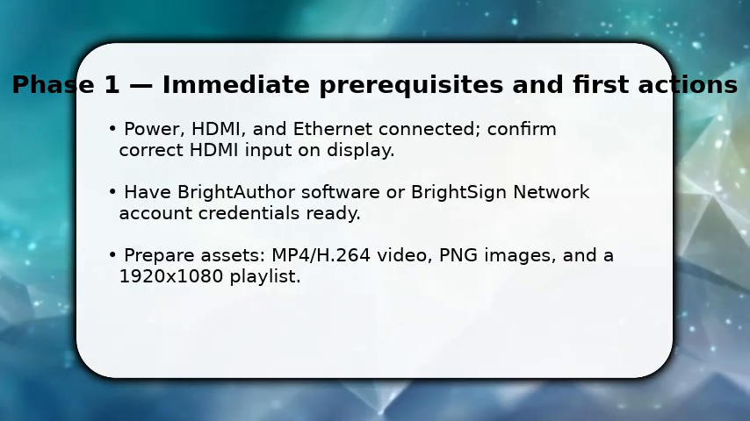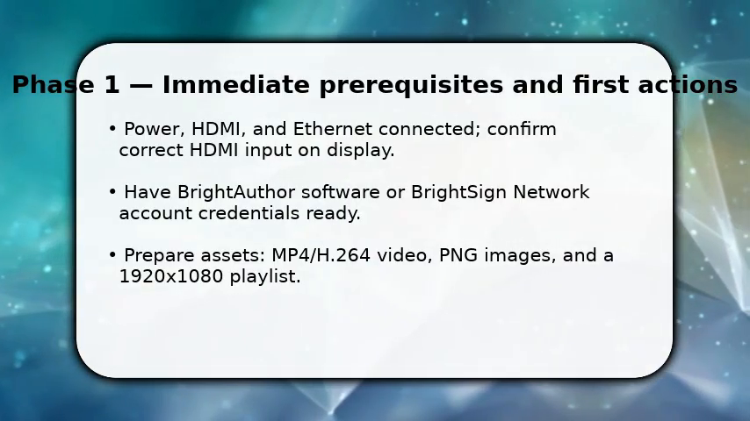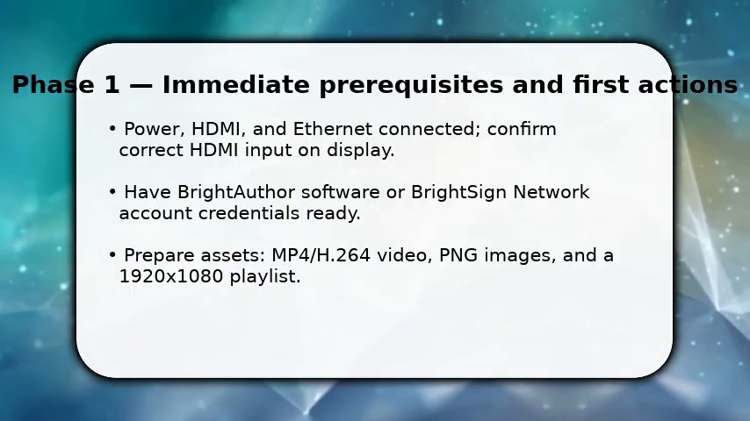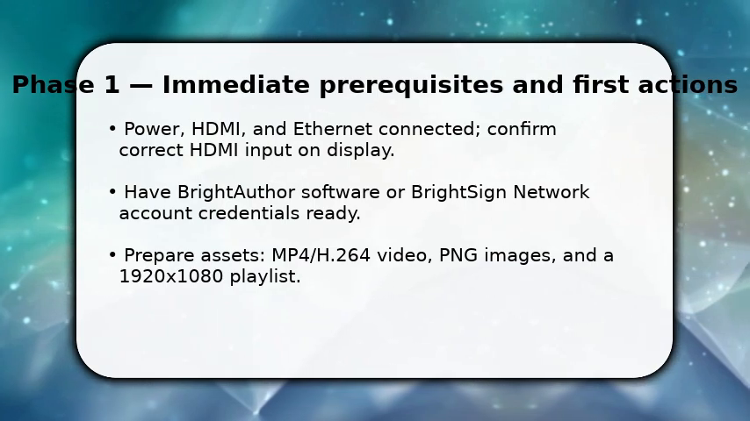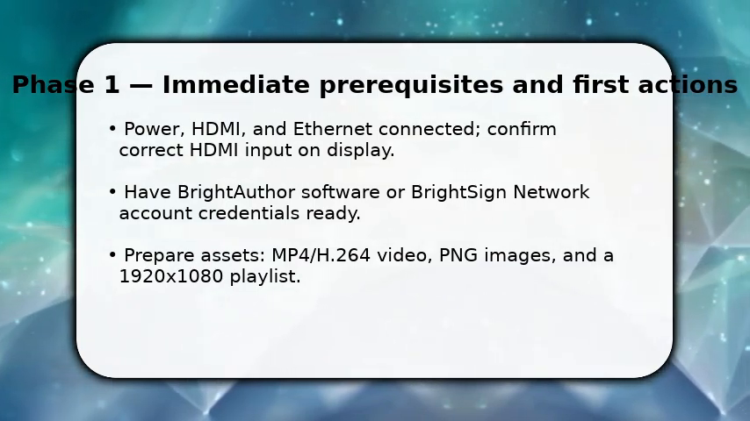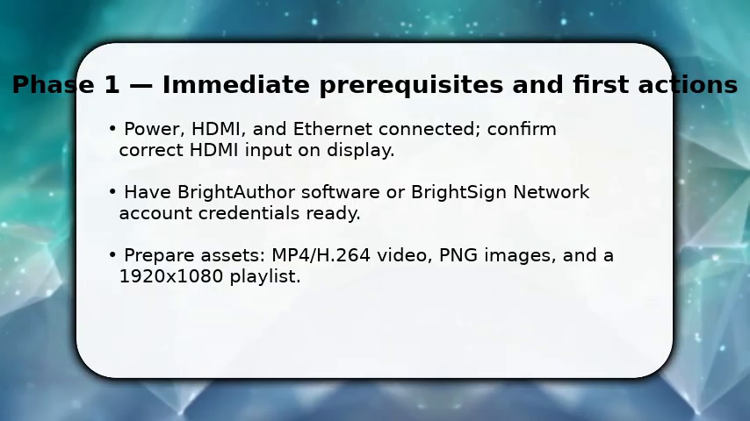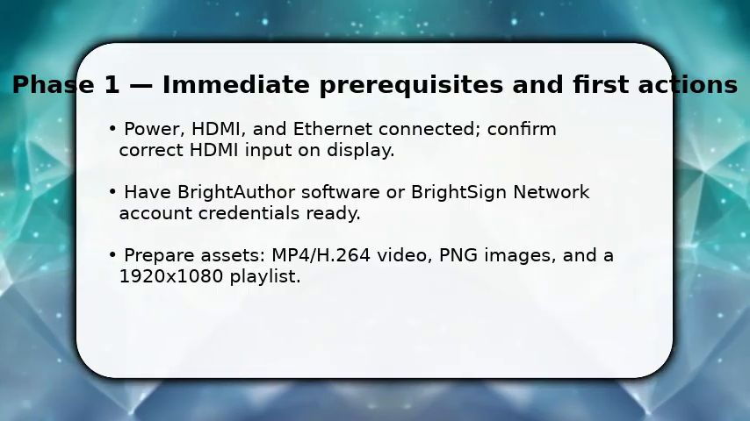Once done, import assets. Use H.264 MP4s and PNGs for overlays because the player decodes those reliably. Then create a simple presentation or playlist with a 1920x1080 canvas. This gets you past basic blockers and into content configuration fast.